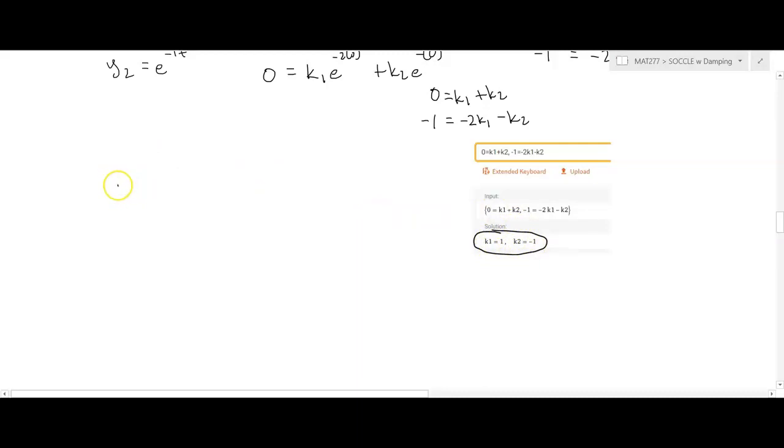So that means our final solution is going to be y equals k1 e to the -2t plus k2, which is -1, e to the -t. And this is how our spring mass system's position occurs over time.